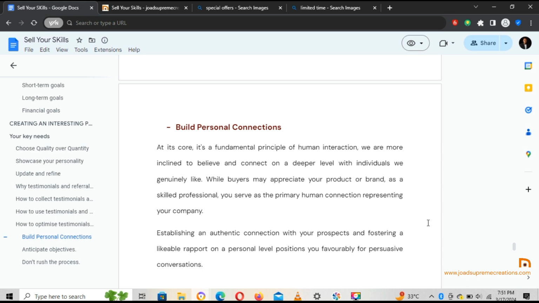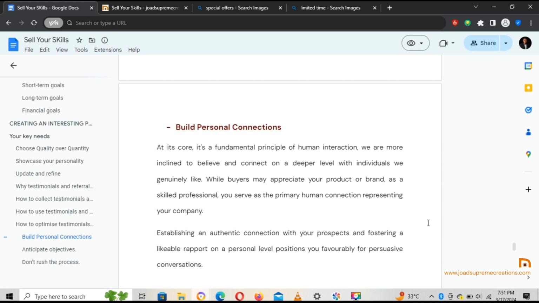With their money. So while buyers may appreciate your product or your brand, as a skilled professional, you serve as a primary human connection representing your company. I mentioned something earlier that people will first of all buy into you before they buy into your product.